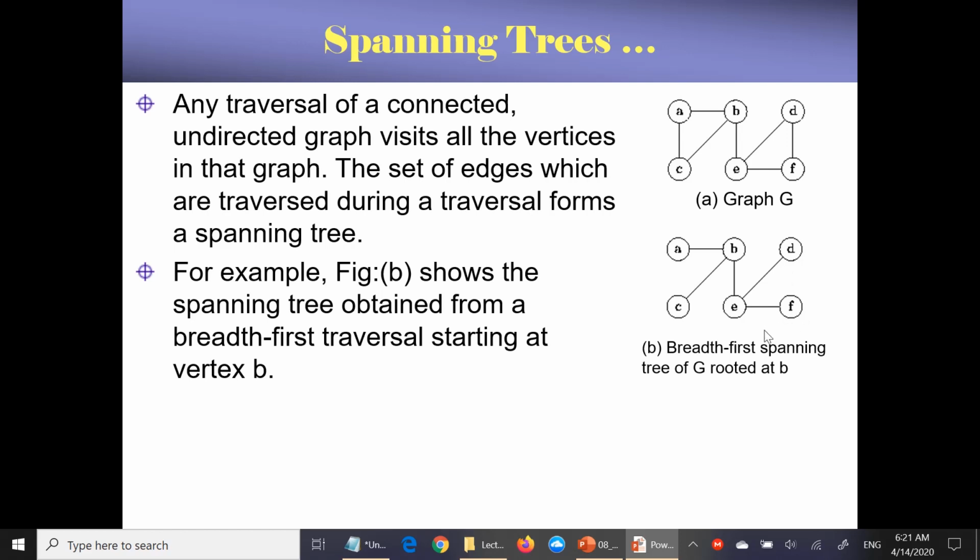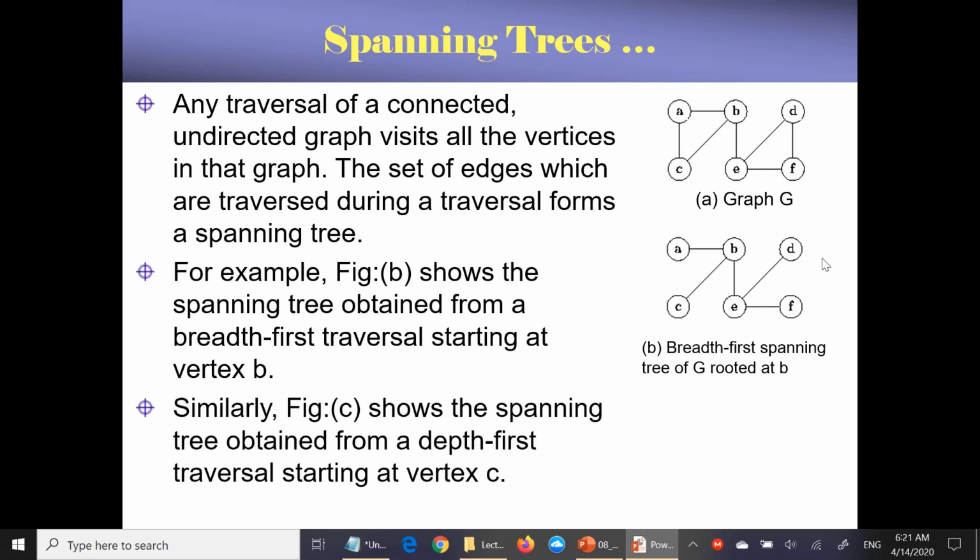Now if you count the number of edges in this resulting graph, there will be one less than the number of vertices. We have 6 vertices, A, B, C, D, E, F. How about the number of edges? 1, 2, 3, 4, 5. So this is always the case. In a spanning tree, the number of edges is one less than the number of vertices. Okay, let's see another spanning tree that we're going to get if we do depth first traversal starting from vertex B.